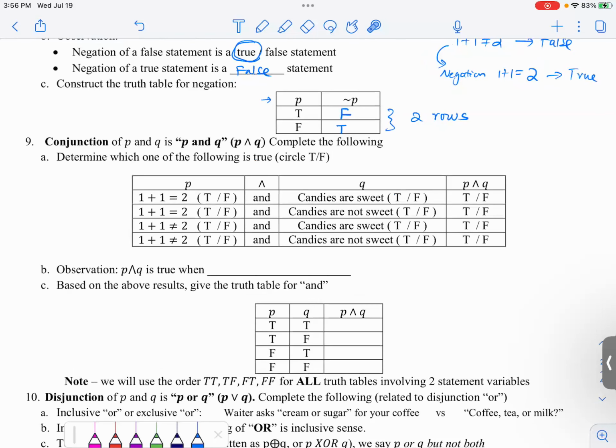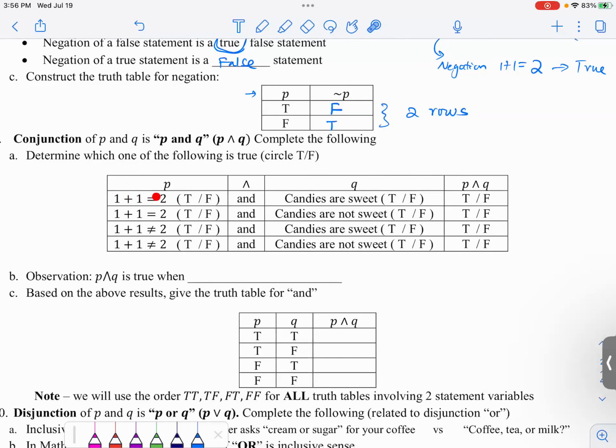I'm going to create 2 statements. The statement P is, think about this, 1 plus 1 is equal to 2, okay? So this statement is a true statement, right? And then another statement is candies are sweet. I hope that you don't argue with that. Candies are sweet. So it's a true statement.